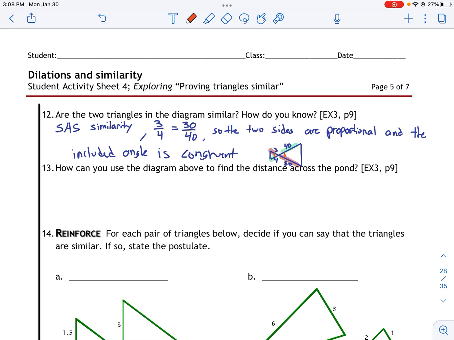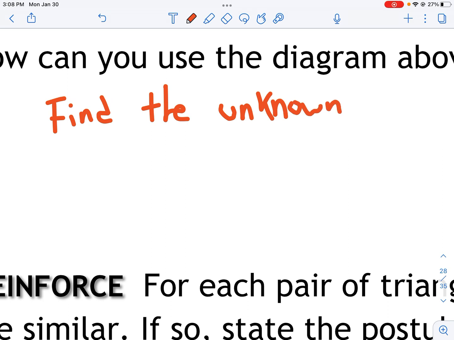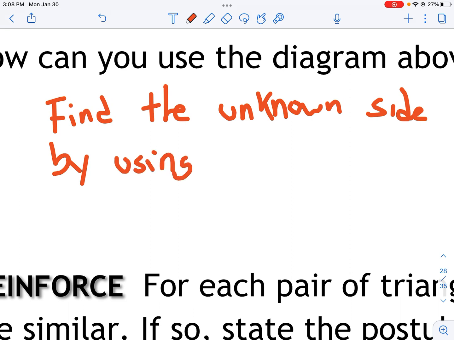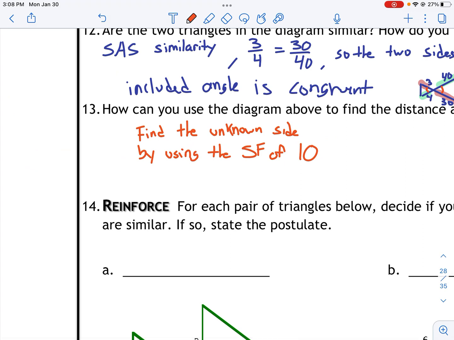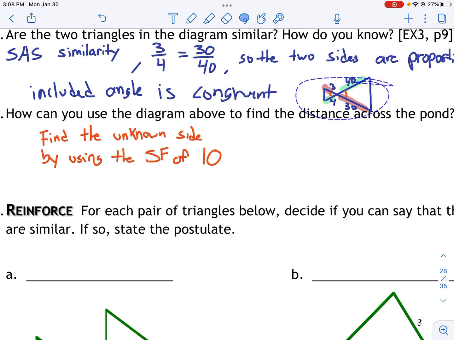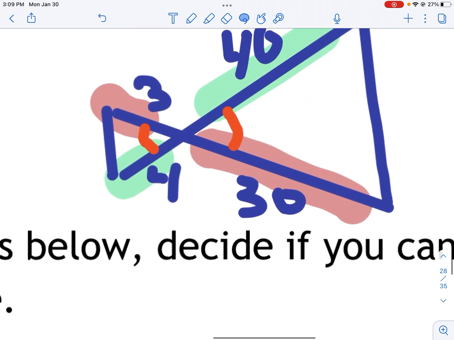Last one, 13. How can you use the diagram above to find the distance across the pond? Well, we know that has a scale factor of 10, right? So we can find the unknown side by using the scale factor of 10. So all we have to do is find out. I'm going to copy my picture here, and just make it a little bit bigger.